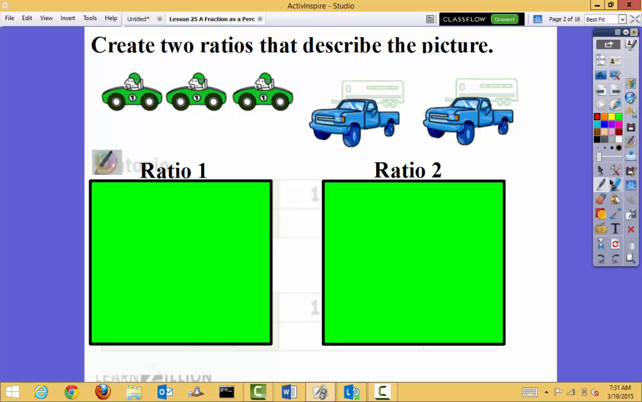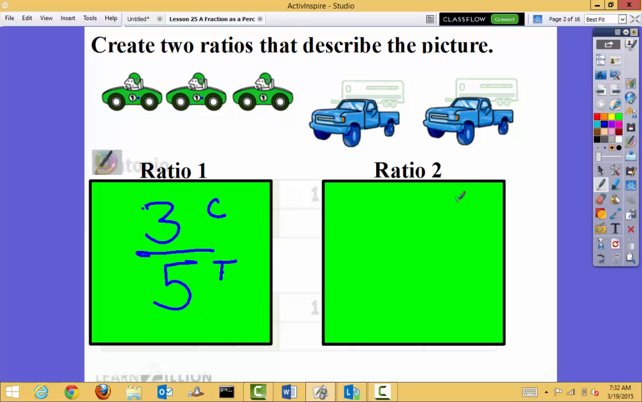So let's show our first one. So let's make it cars to the whole. So I'm going to have 3 cars. And what is my whole? Well, I have 1, 2, 3, 4, 5 wholes. So that's my ratio of cars to the total.